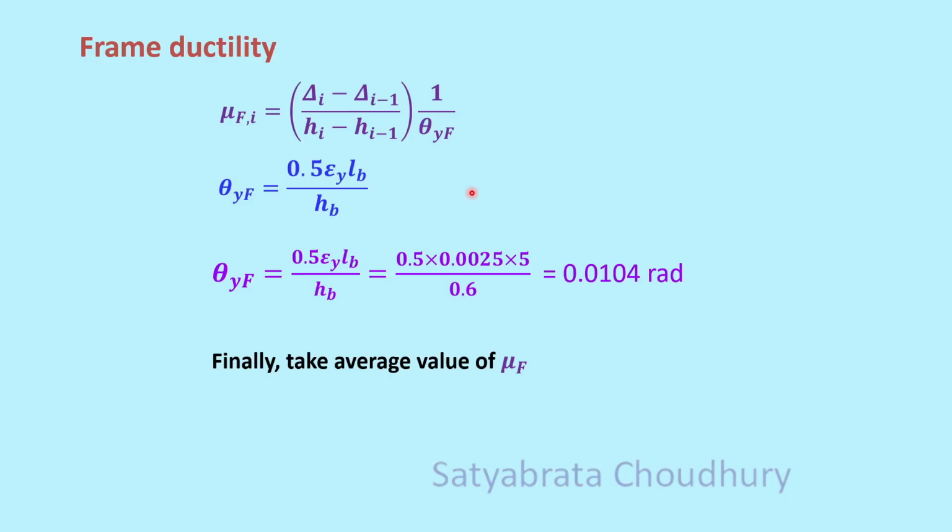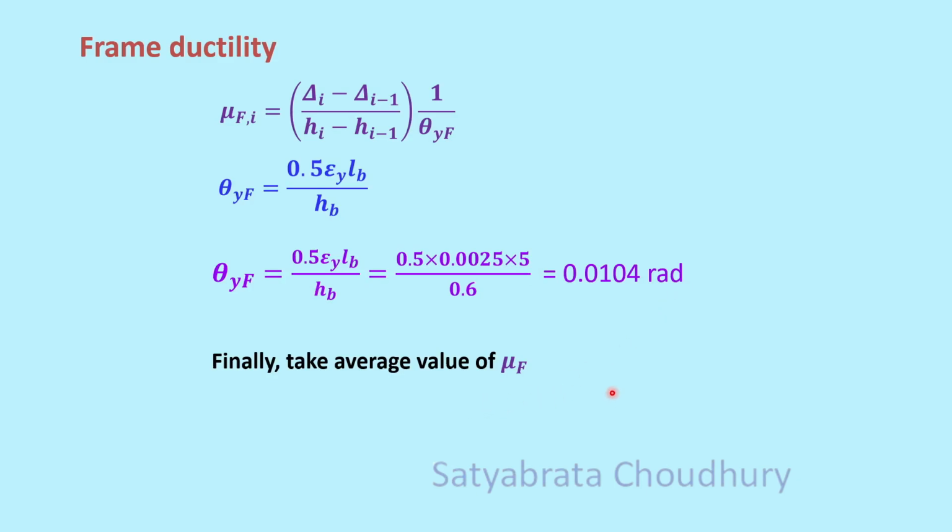Now we will calculate the frame ductility given by this formula, mu_f_i equals delta_i minus delta_i-1 divided by h_i minus h_i-1, so this is nothing but interstory drift divided by the yield rotation of the frame, which is given by this expression, 0.5 epsilon y L_B over H_B. L_B is the length of beam, H_B is the depth of beam. For every ith floor this formula will be applied, and then over the floors you can take the average, which will give you the frame ductility mu_f. So let us calculate theta_yf as required here. 0.5 epsilon y L_B over H_B comes out to be 0.0104 radian.